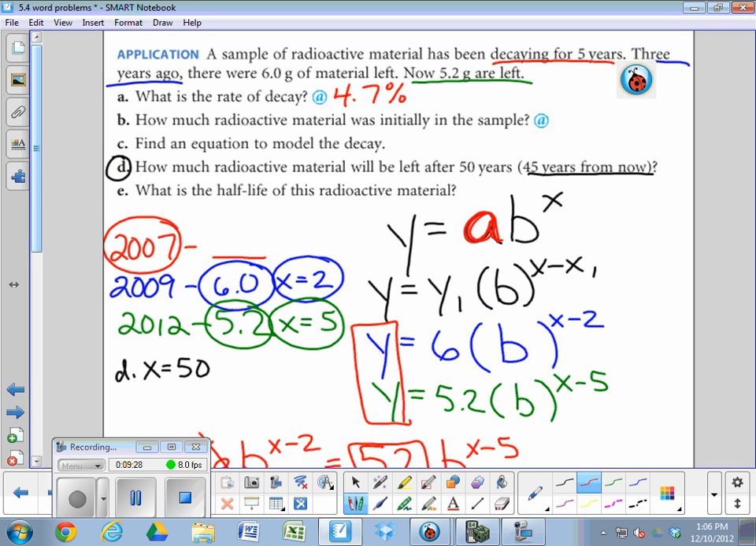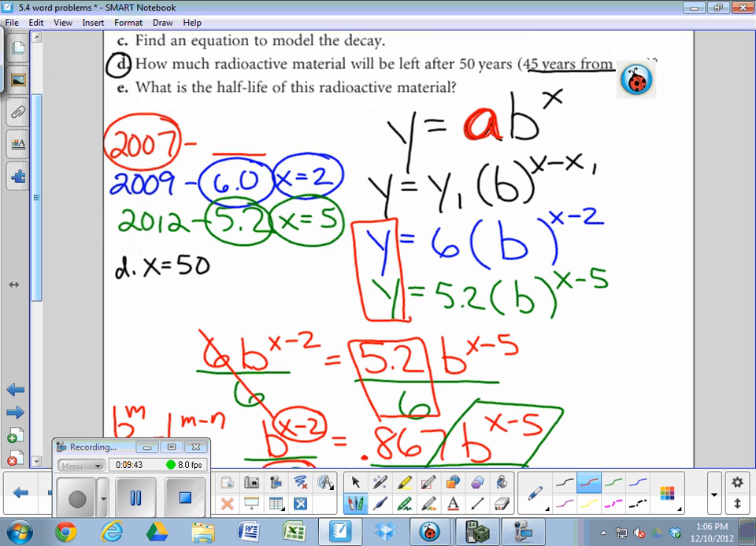For how much was initially in the sample? How much was initially in the sample? What do you think? 6.59? How do we know? I'm going to pause it while we discuss it, and then we'll continue the video. Think about how we're going to go back now and find that initial amount. We're looking for this guy right there.